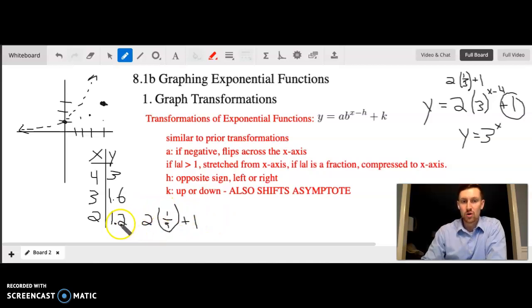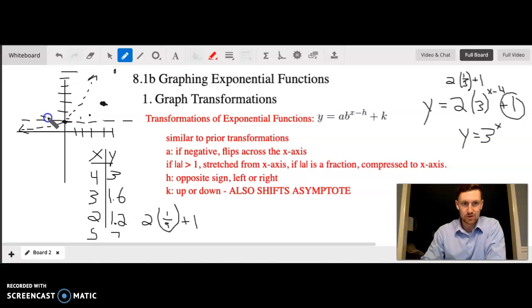So the whole equation went up 1. So my new asymptote, and I'm actually going to have to graph this when I go to actually graph my curve, rather than the x-axis, it's now at a positive 1. Okay, one more point if I did a 5. 5 minus 4 is 1, so 3 to the first is 3. 3 times 2 is 6, and plus 1 is a 7. So that's a 5, and we're at 3, 4, 5, 6, 7. So it's growing rapidly like we thought right there.